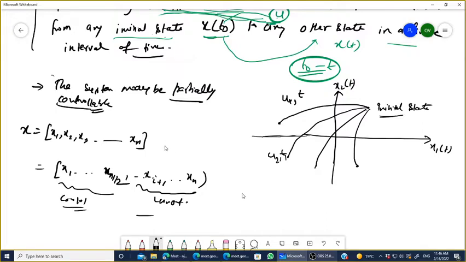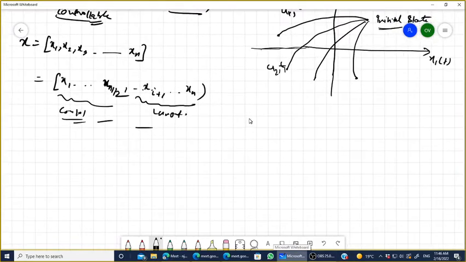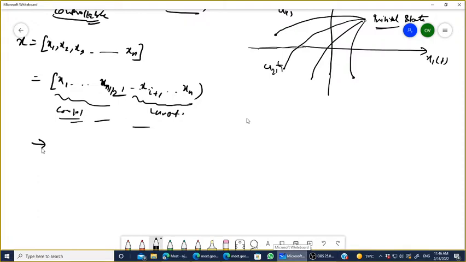What is the condition where the system may become partially controllable? Anyone can tell me? You have understood the definition of stabilizable. So what should the system be for stability? Please tell me the condition for stability.